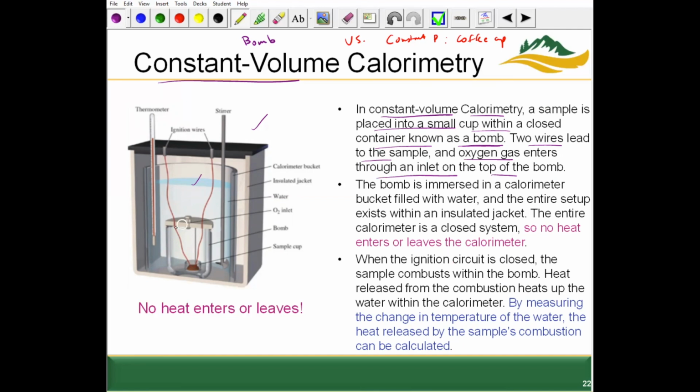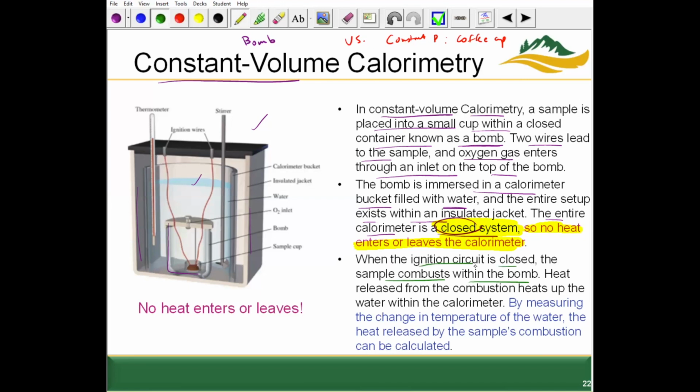So two wires lead to the sample and oxygen gas enters through the inlet at the top of the bomb. This bomb portion is then immersed in a calorimeter bucket that's filled with water, and the entire setup exists within an isolated jacket. The entire calorimeter is a closed system. If you remember what a closed system is from part 1, for a closed system, no heat enters or leaves the calorimeter. It's not an isolated system, it's not an open system, it's a closed system. So I first covered these different types of systems in part 1.